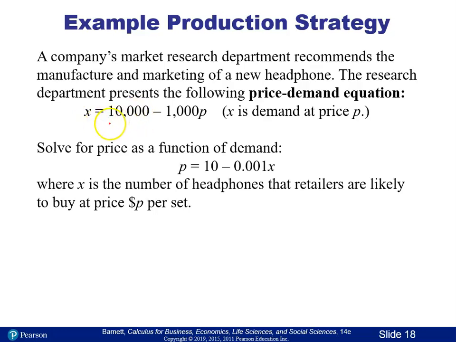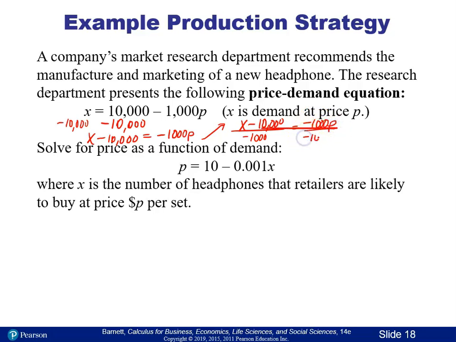So the first thing I'm going to do is I'm going to subtract this 10,000 from both sides. So I'm going to have X minus 10,000 is equal to negative 1,000 P. Okay, I'm going to come over here to the side and I'm going to divide both sides by this negative 1,000. So I get the P by itself. Okay, so I'm going to get that 1,000 gone there.